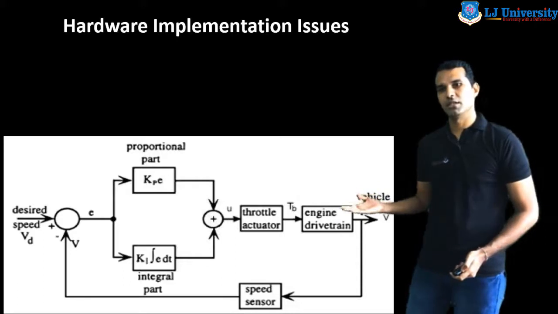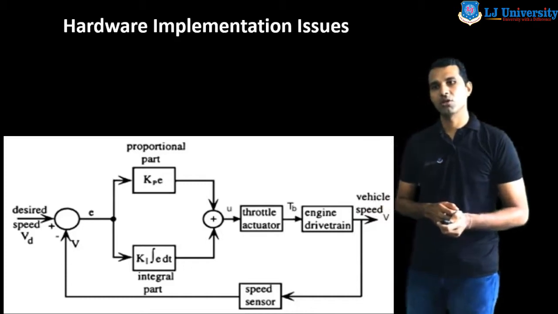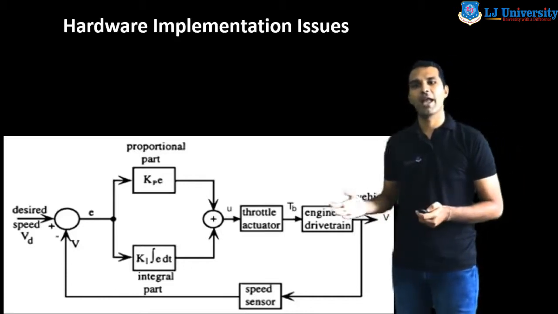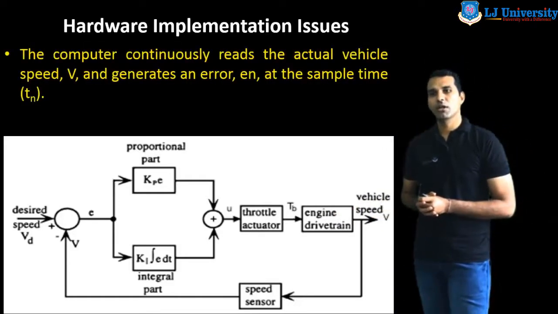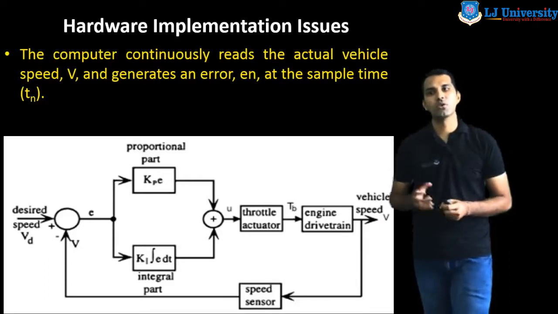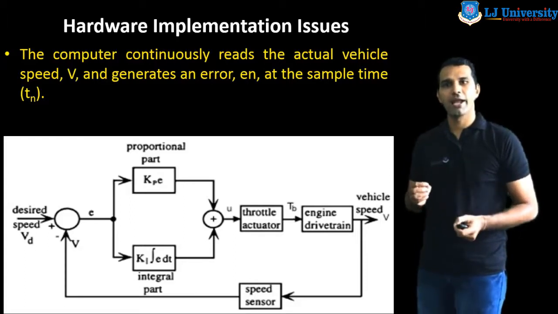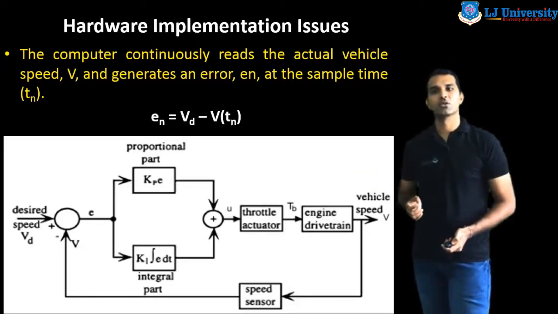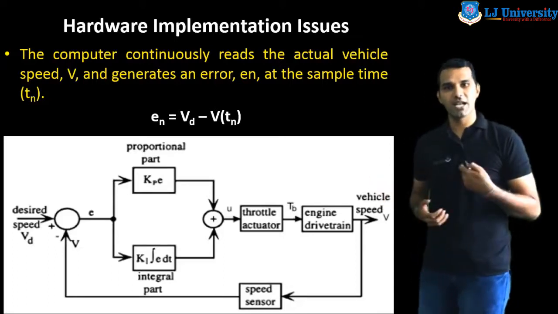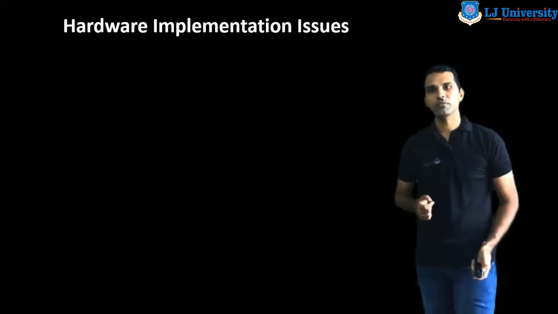So here we can see the block diagram of the control system, and here we have used two controllers. One is the proportional controller and the other is the integral controller. Now we discuss. The computer continuously reads the actual vehicle speed V and generates an error, En, at the sample time Tn, and we can write En equals Vd minus V at the time Tn. Vd is our desired speed, and V is the speed at the time T.